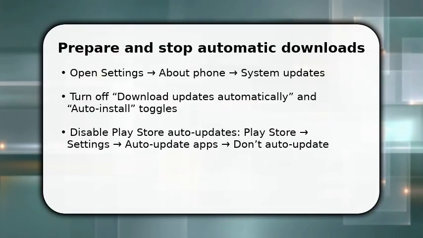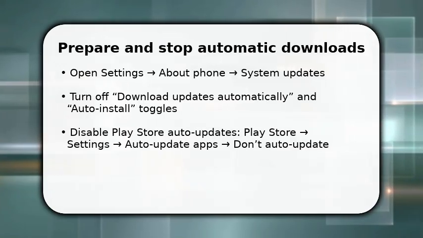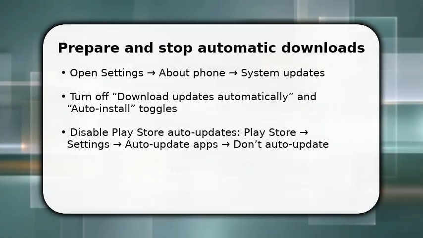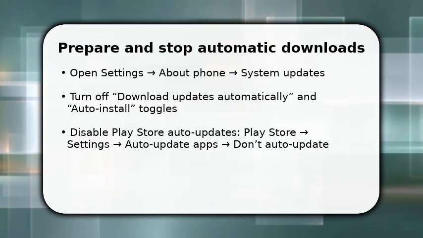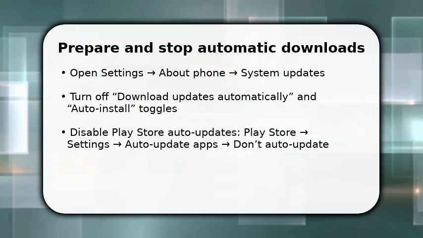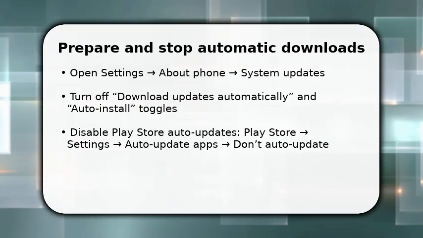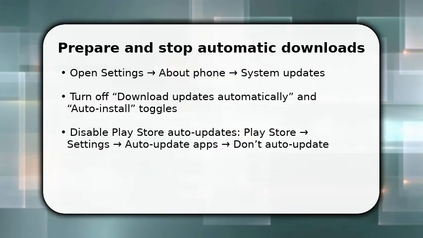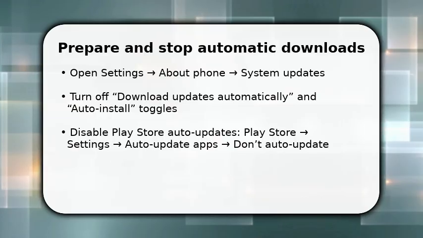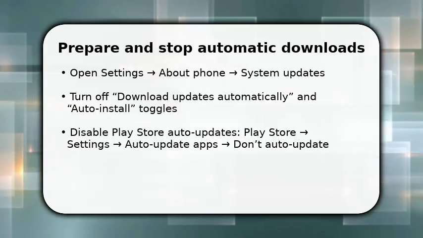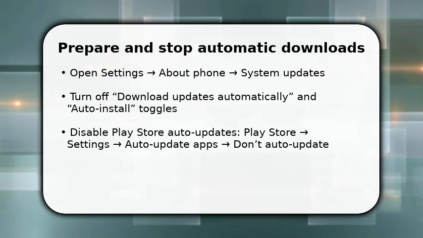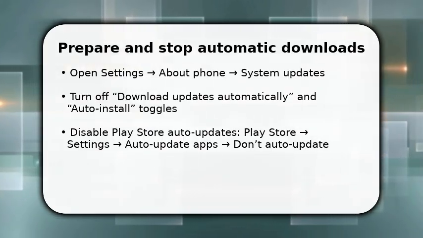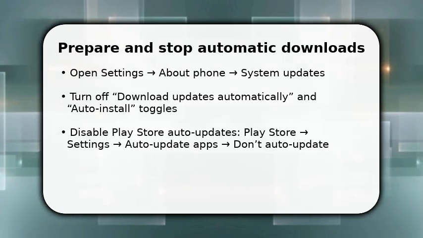You'll start by stopping automatic delivery at the system and app layers. First, go to Settings, About Phone, then System Updates and switch off Download Updates automatically and any auto-install options. This prevents Wi-Fi downloads. Once done, open Google Play Store settings and set Auto-Update apps to Don't Auto-Update so app updates don't trigger system checks. These changes immediately reduce background downloads and buy you control over when an OTA file appears.